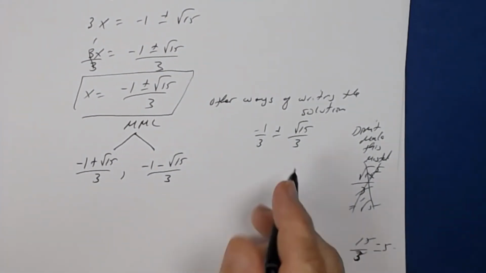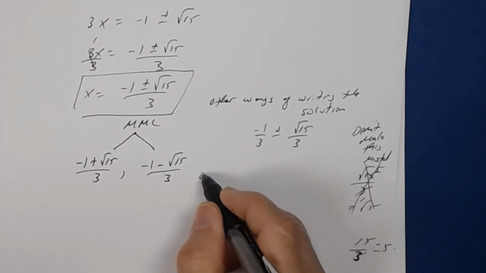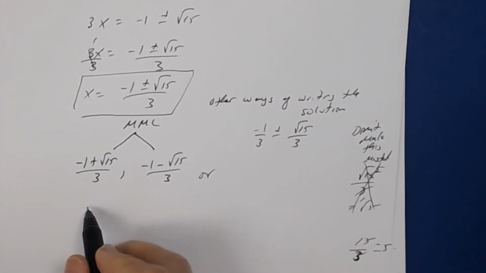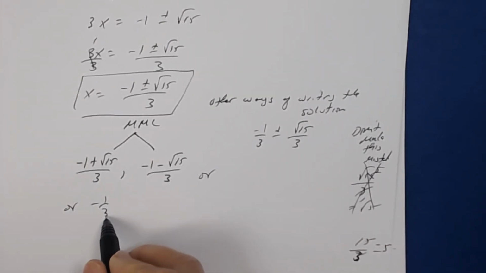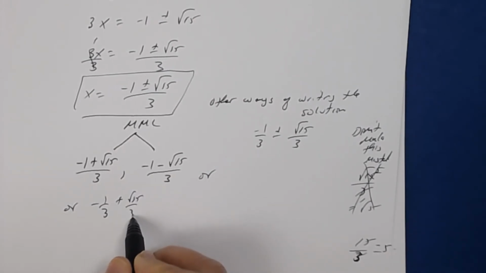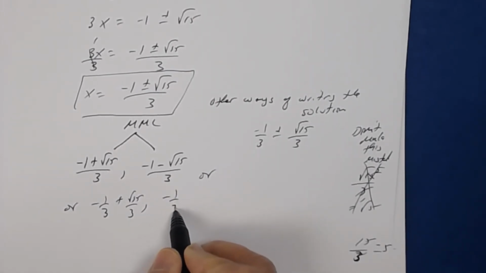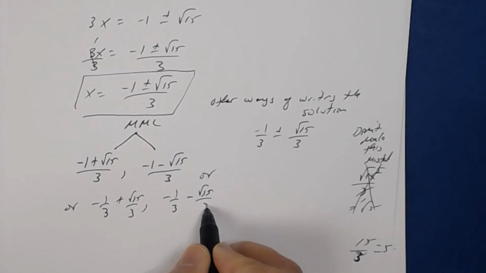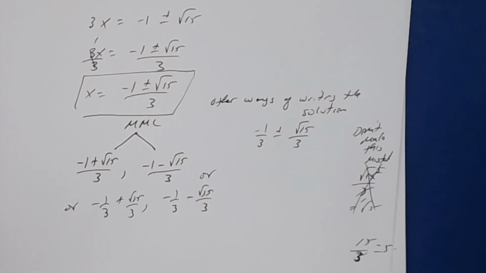So you can write it like this. You could also say, right here, negative 1/3 plus the square root of 15 over 3, comma, negative 1/3 minus the square root of 15 over 3. All right, so different ways of writing that, so just be aware of that.